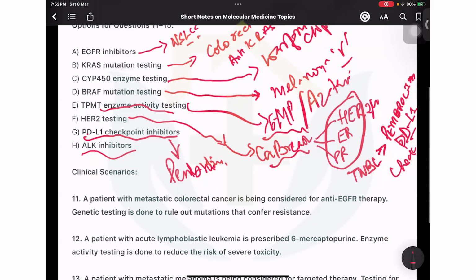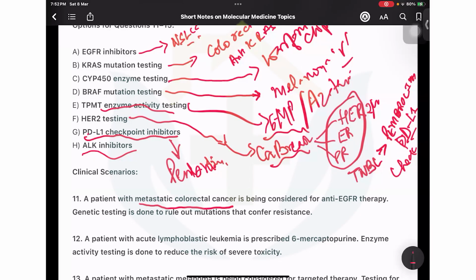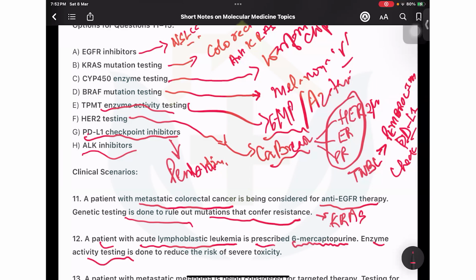Okay. A patient with metastatic colorectal cancer is being considered for anti-EGFR therapy. Genetic testing is done to rule out mutations that confer resistance. KRAS. So the answer will be KRAS mutation testing. A patient with acute lymphoblastic leukemia is prescribed 6-mercaptopurine. Enzyme activity testing is done to reduce the risk of severe toxicity. For which enzyme? TPMT enzyme. Very good.